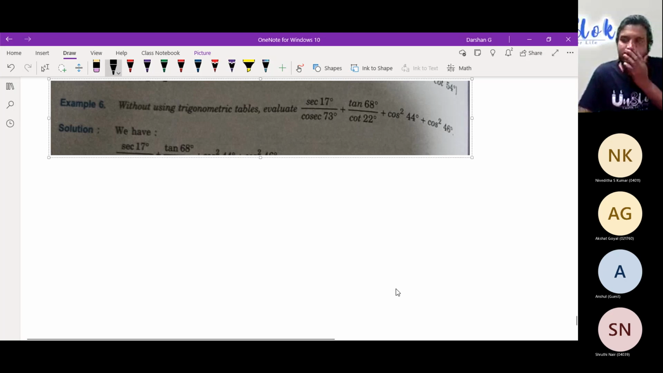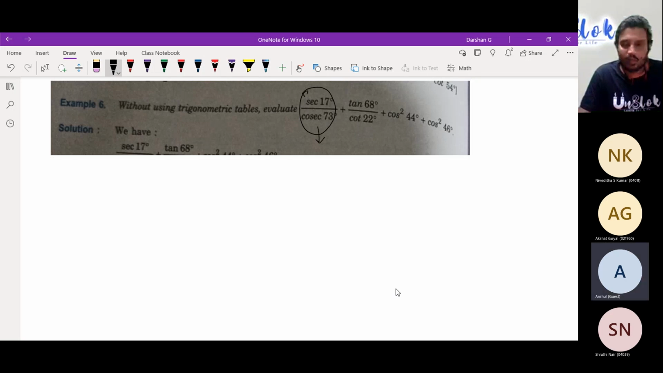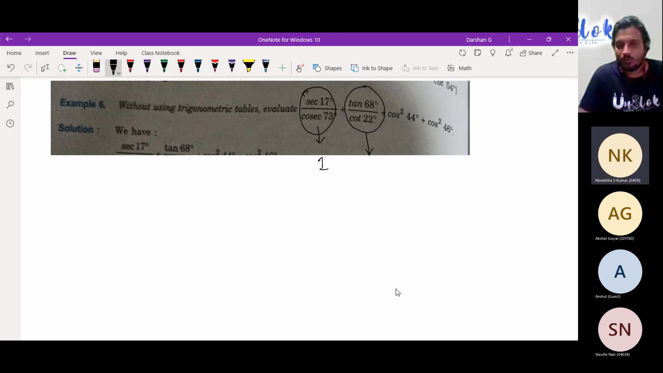Okay, so 4 people are there. I'll ask 4 things for 4 people. I will start with Anshul. Anshul, what's the answer for the first part of the question? 1. That's right. Akshat, what is the answer for the second part of the question? Okay. Nivedita, what is the second part of the question? Also 1. Okay. Now, what to do about these two? Who will answer this?